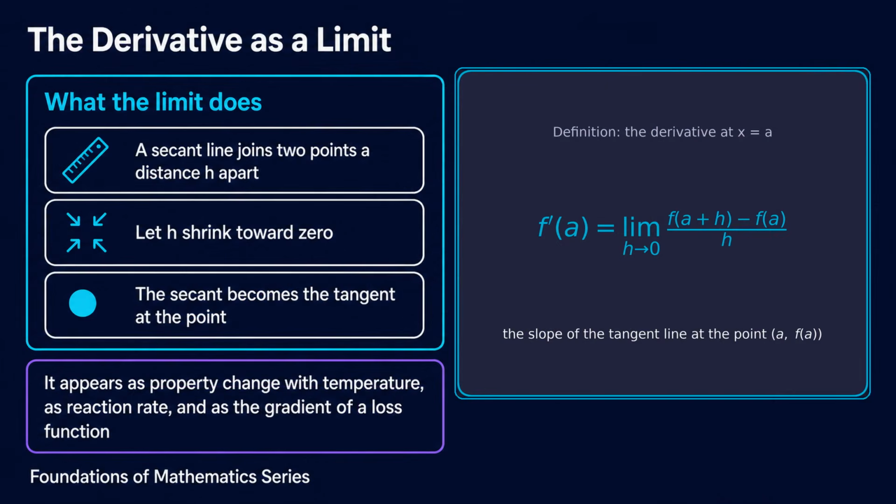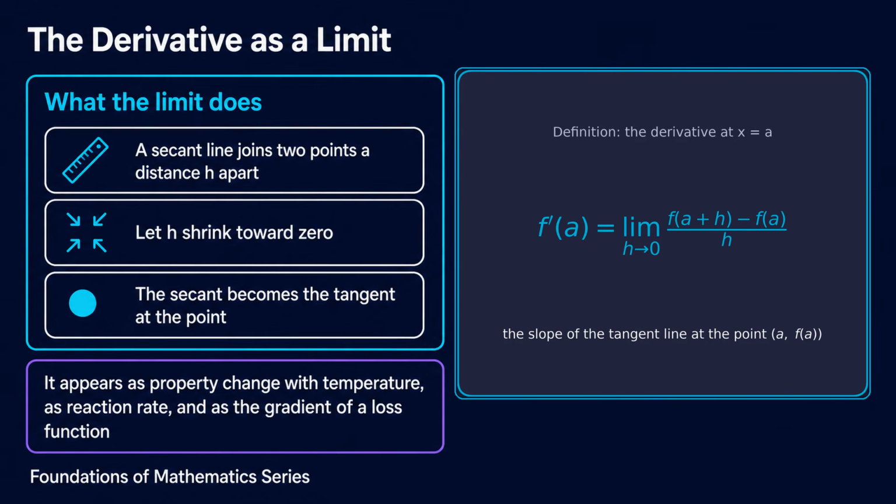Here is the definition. The derivative of a function f at the point x equals a is the limit, as h goes to 0, of f of a plus h minus f of a, all divided by h. Read the pieces one at a time. The numerator is the change in the function value between 2 points that are a distance h apart. The denominator is the change in the input. Their ratio is the average rate of change over that interval, which geometrically is the slope of the secant line joining the 2 points on the curve.